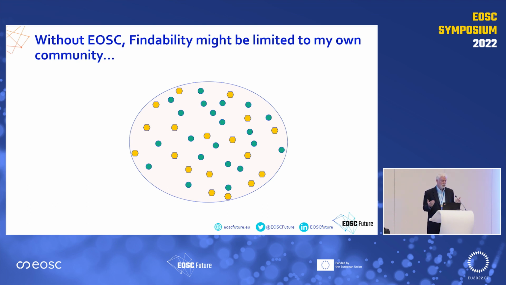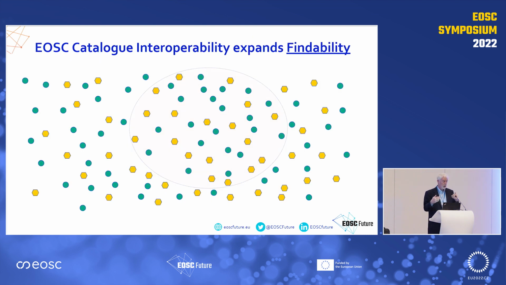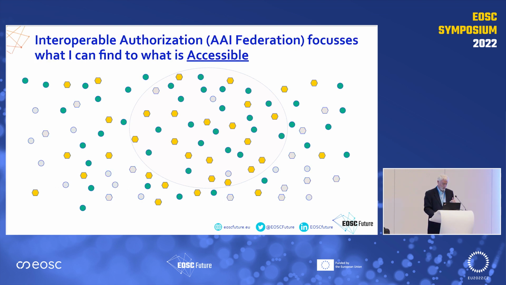So if EOSC doesn't exist, to some extent, your findability as a researcher is limited to your own community. So this is the universe of things that you know in your community. And what we hope to accomplish with EOSC by making the catalogs interoperable is we expand the range. We increase the range. Yes, you can do that by flitting like a bee from catalog to catalog and looking for the best resources, but we're trying to make the findability as simple as possible. And you can see the scope of the original catalog and just an illustration of what may additionally be acceptable to you. Now, accessibility.